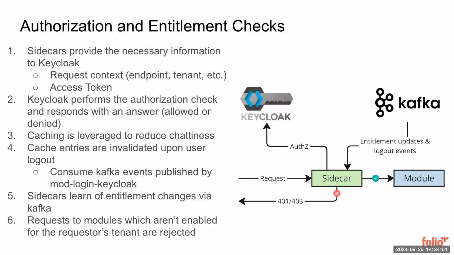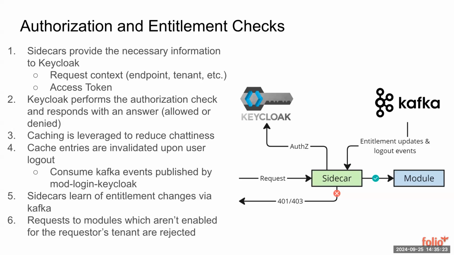As for the authorization part, it takes information from the request context: the endpoint that's being called, the access token, the tenant, and so forth. It sends that to the Keycloak introspection API, and Keycloak responds with yes or no. If it's a no, the sidecar responds to the request with a 403 or 401, depending on the circumstance. If it gets a positive response from Keycloak, then it forwards the request to the module.